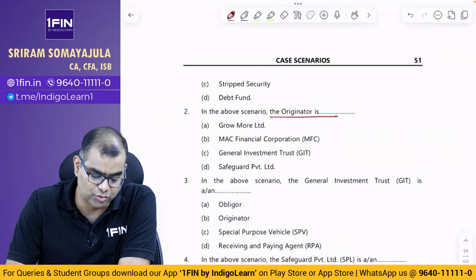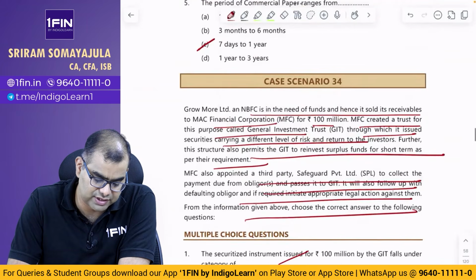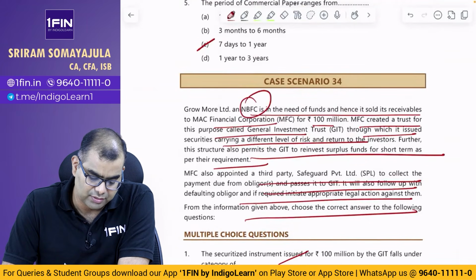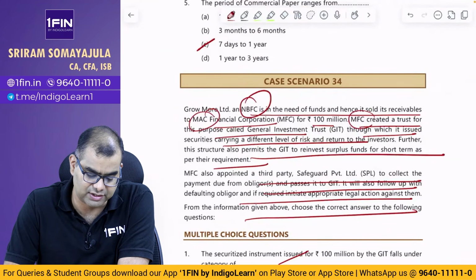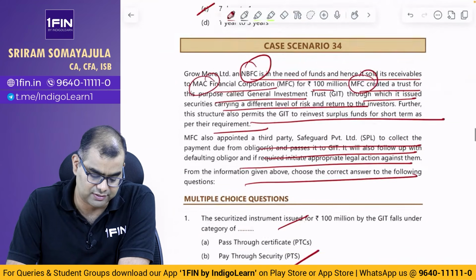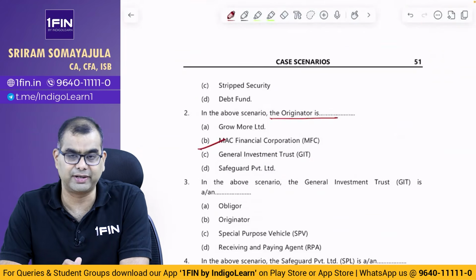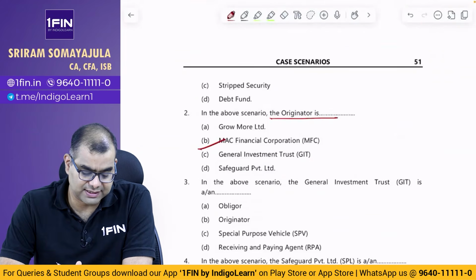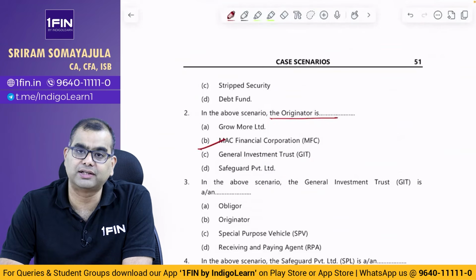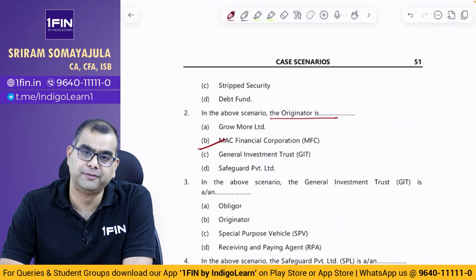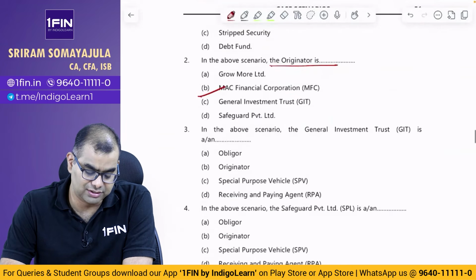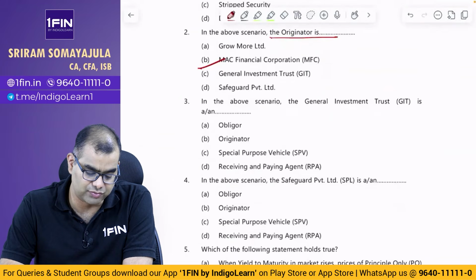In the above scenario, who is the originator? See, originally the loan is given by NBFC, but they have sold it to MAC. Now, MAC created a trust. So, MAC is the originator. Ideally, Gromor should be the originator, but in our material, in the past case studies and RTP, they have said that the person who is doing the transaction is the originator. In the above scenario, GIT is what?